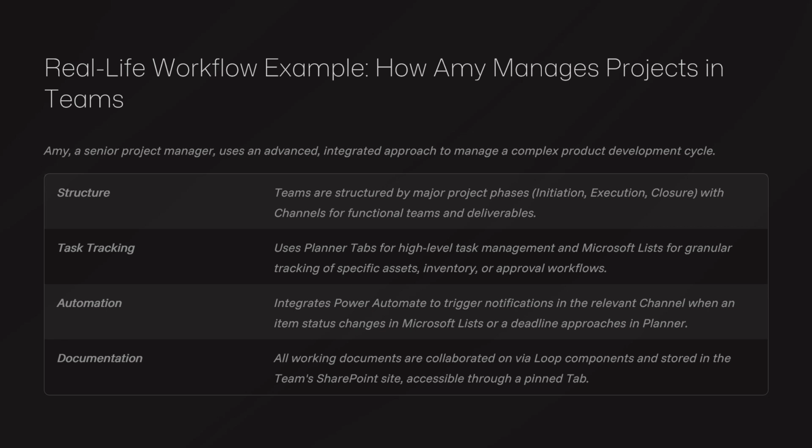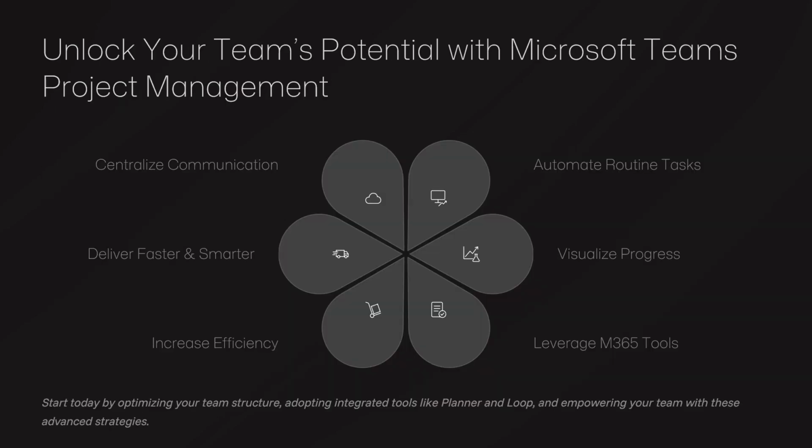Task tracking uses Planner tabs for high-level task management and Microsoft Lists for granular tracking of specific assets, inventory, or approval workflows. Automation: she integrates Power Automate to trigger notifications in the relevant channel when an item's status changes in Microsoft Lists or a deadline approaches in Planner. Documentation: all work documents are collaborated on via Loop components and stored in the Team SharePoint site, accessible through a pinned tab.